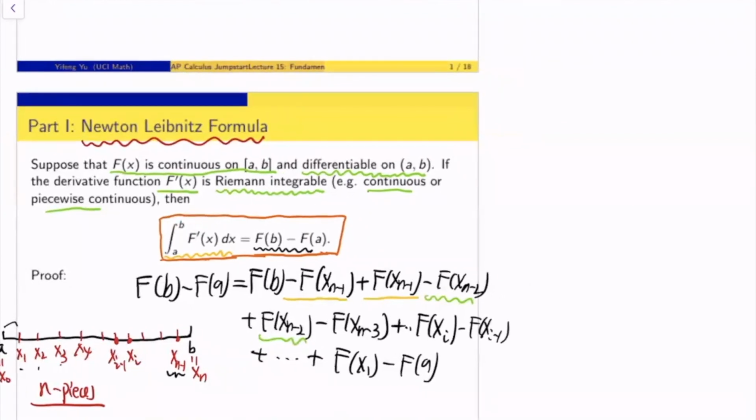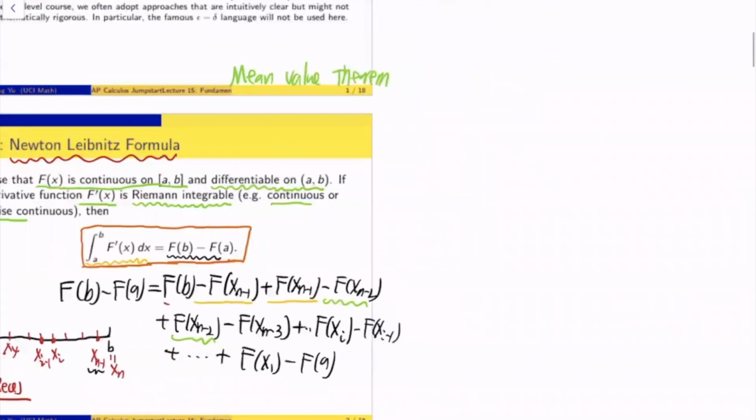Next, we are going to use the mean value theorem to connect the function f with its derivative. Let's recall the mean value theorem. Let's use this one as an example: f(b) minus f(x(n-1)). We are going to link this to the derivative of f.